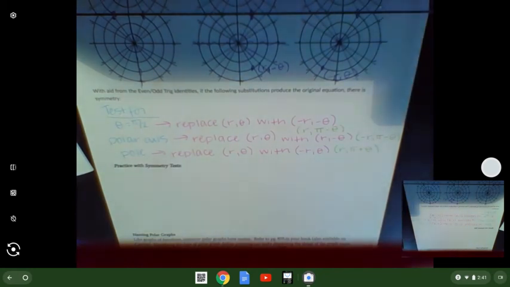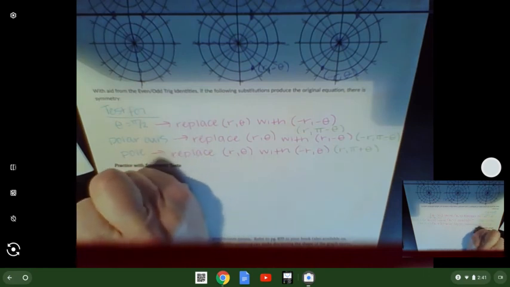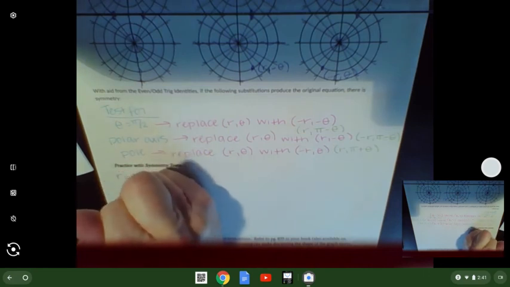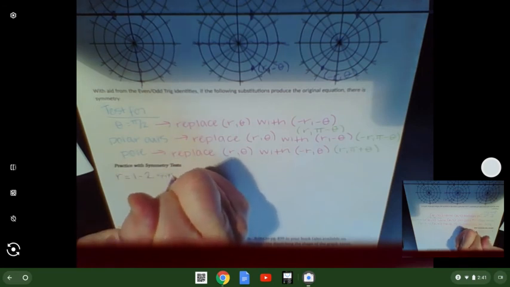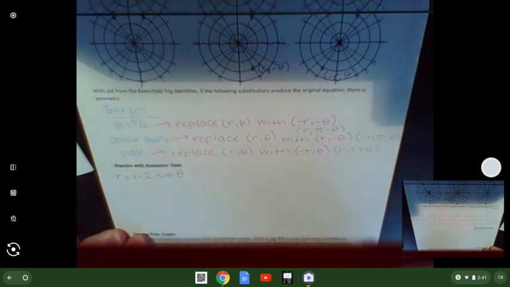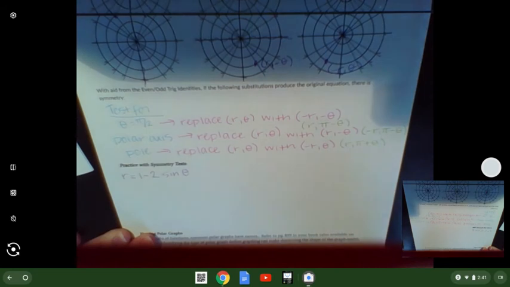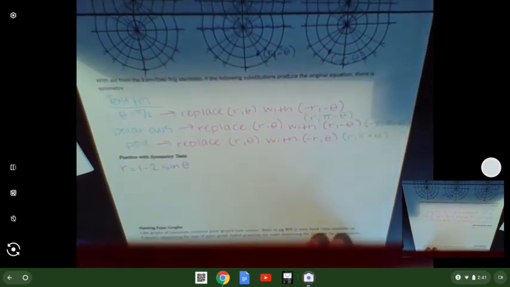Okay, so how does this all fit together? Well, let's say we want to test for symmetry, or we want to graph the polar equation 1 minus 2 sine theta. 1 minus 2 sine theta. Okay. First thing I'm going to do, I'm going to run through all 3. Because let's say I have no idea what to expect. I know we have page 899 in our book that shows us the basic shapes of graphs, but we also know that those could all rotate. So symmetry, you never really know.